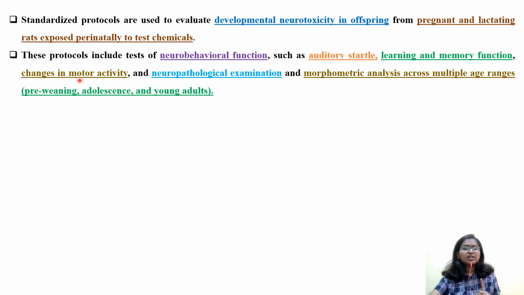chemicals. Okay, these protocols include tests of neurobehavioral function such as auditory startle, where you will check the response near the ear, and learning and memory function. There will be some maze and swimming tests, and FOB studies, where we will see how much the animal is remembering, learning and memory function, changes in motor activity, neuropathological examination, and morphometric analysis across multiple age ranges: pre-weaning, adolescents, and young adults. So you can see the distribution from pre-weaning till young adults.